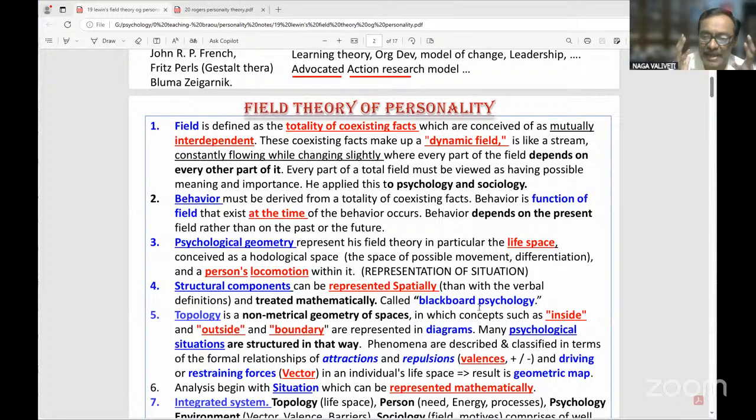The person will be having the energy. The inner person will be having the need and then the energy and some processes. The outer person, within the person, will be giving these encouraging forces, discouraging or restraining forces, or driving forces, or the attraction and repulsion towards the need. This is explained by Kurt Lewin in terms of the field theory.